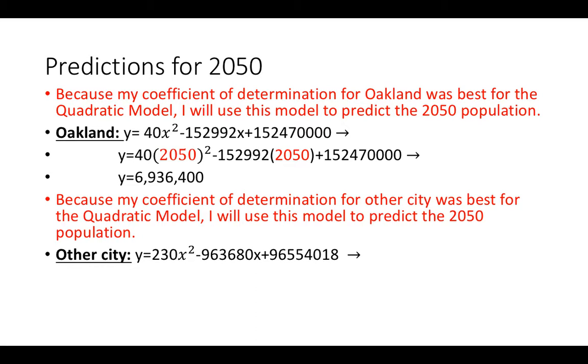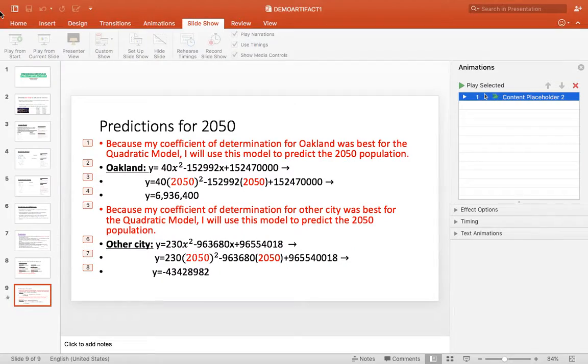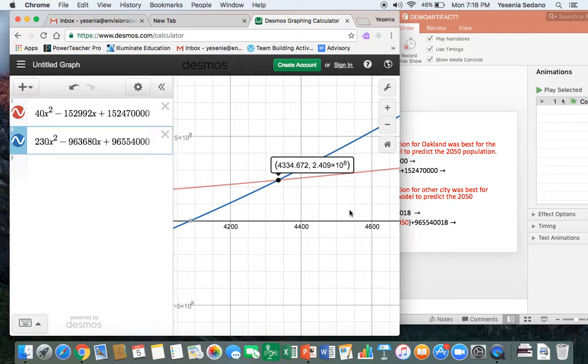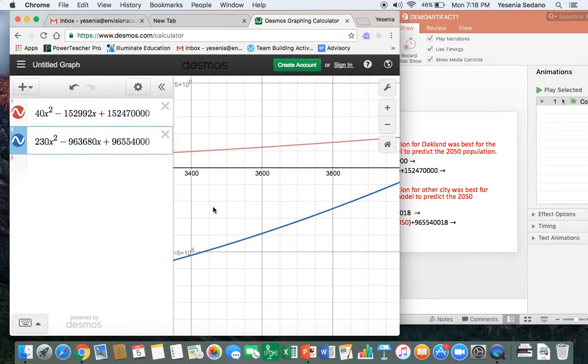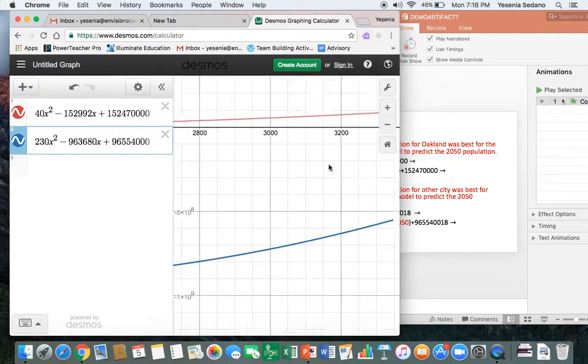So for the other city, the quadratic equation was this. Again, Y is population, X is years. So you're just going to plug in 2050. That's how you're going to figure out the population in 2050. And here it says we get a negative population, which makes sense according to that model, but it doesn't make sense in real life, to be honest. Because how can you have a negative population? It does show that around 2050, this blue line right here is below the x-axis, which means it would be negative.